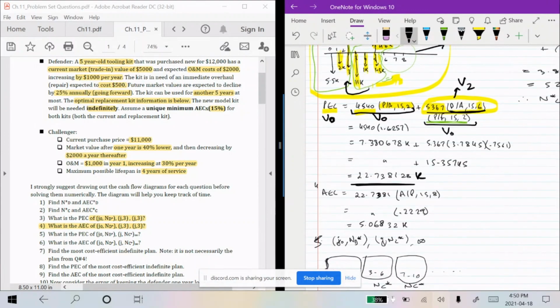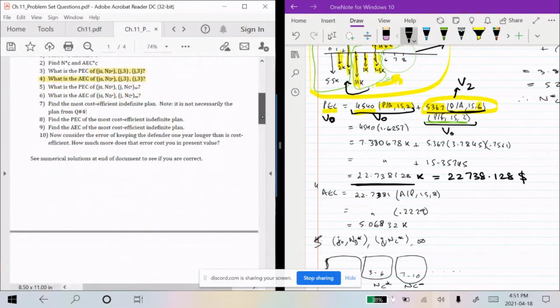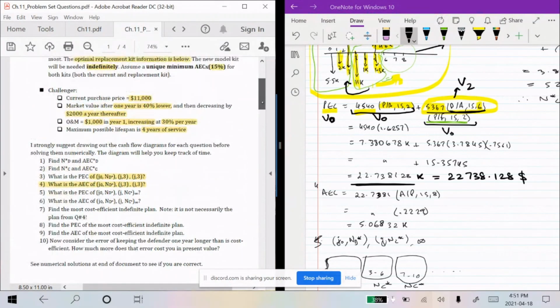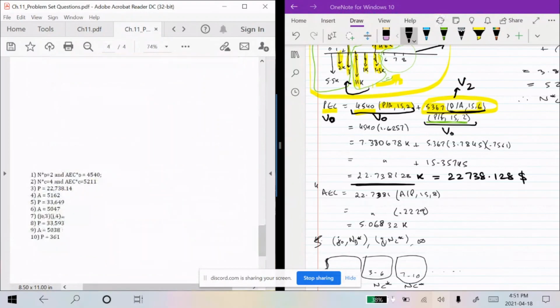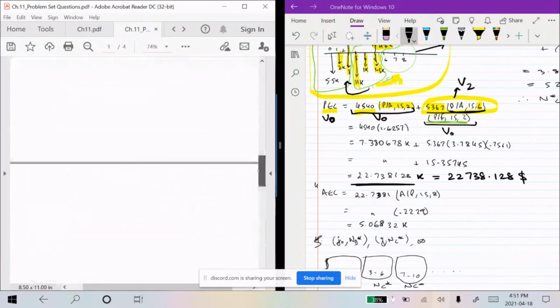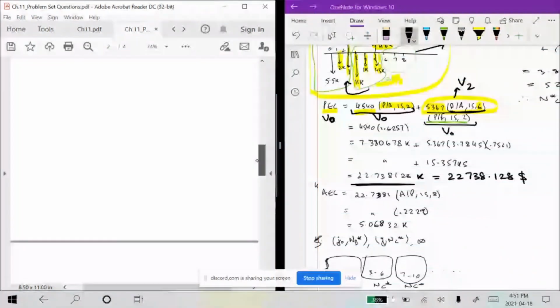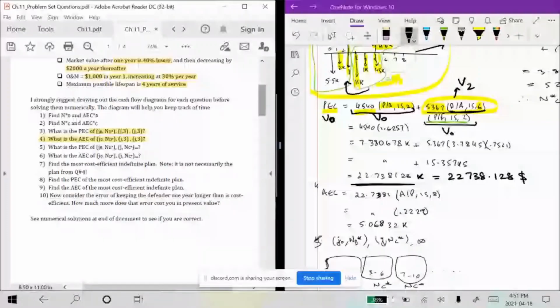This is again K. So that would mean $22,738.128 is the present worth. Let me check if this is right again. It is right. I already did this. 22,738.13. We're close. I guess that doesn't matter because it's probably the rounding. Okay, so this is how you do it for the present worth of the given plan.